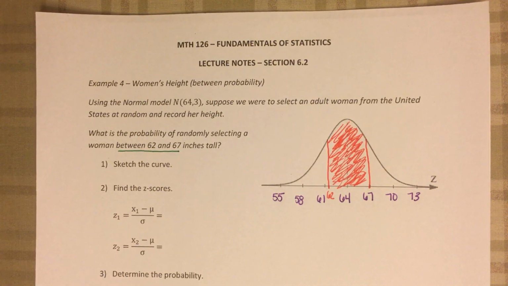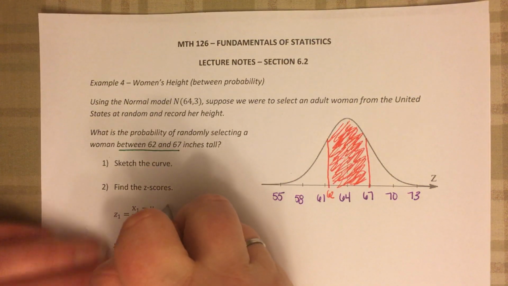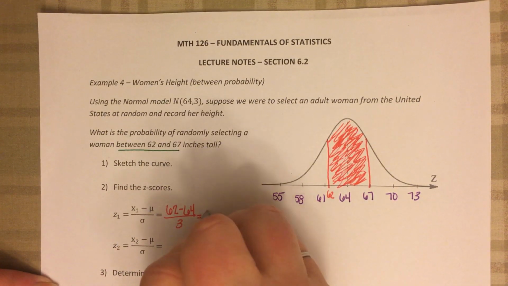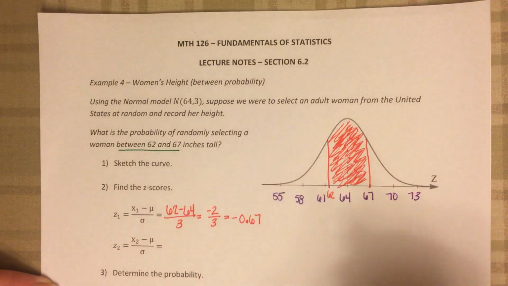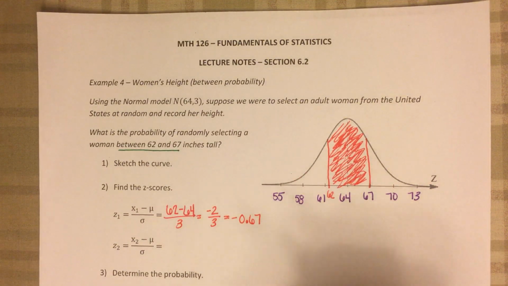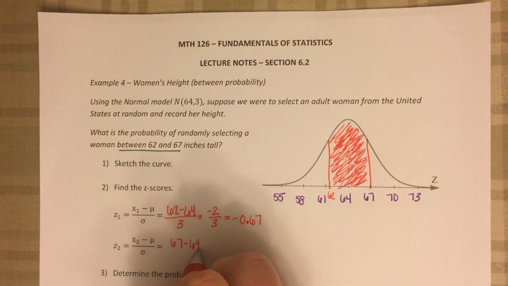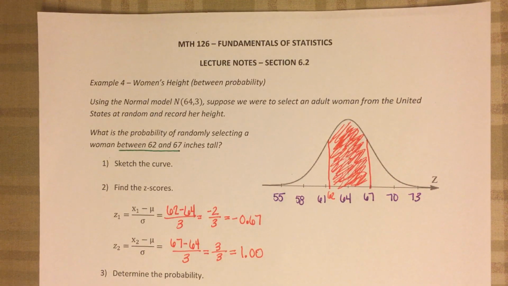Right, since we have two values this time we're going to need two different z-scores. So let's do our 62 first. So we're going to do 62 minus 64 over 3. That's our negative 2 over 3 that we just had, which is negative 0.67. Then we're going to use our other height. Our height is 67. 67 minus 64 over 3. That's going to give us 3 over 3, which turns out to be exactly 1. So it's 1.00.